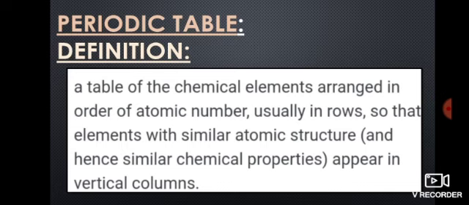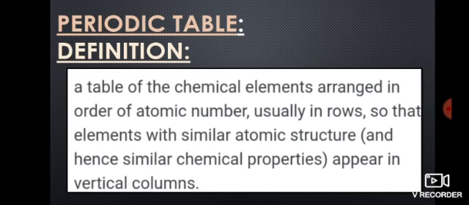The next thing discussed in this definition is that the elements in the same group have similar atomic structure and similar chemical properties. As you have already done electronic configuration, and we have drawn the atomic models of different elements, the elements which come in a single group have the same number of electrons in the outermost shell. Like in group 1, they have one electron. In group 2, they have two electrons in the outermost shell, so they can lose two electrons.